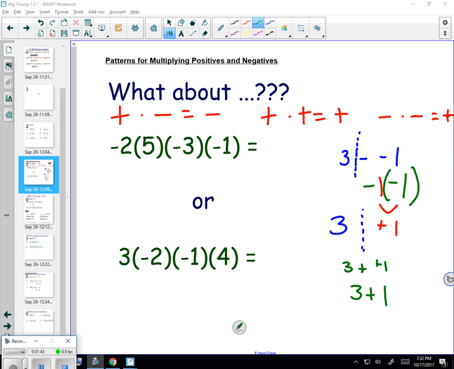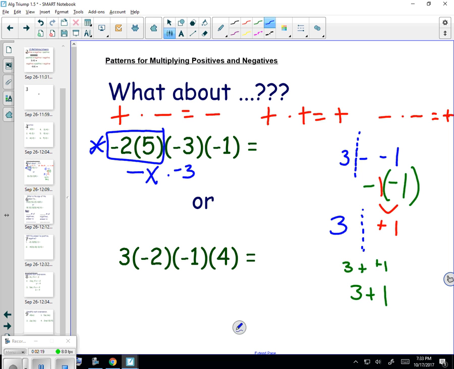Let's look at what happens when we multiply positives and negatives repetitively. We're going to take a look at this first problem right here. In this problem, we have the ability to start seeing a pattern. I have a negative times a positive. Following our rule, a negative times a positive is negative. So this first term here is negative. It doesn't matter what it is, but we know it is a negative number. So I have negative something, we'll call it x. The next number I'm multiplying is negative 3, and then negative 1. When you have two parentheses squished together, it's multiplication.